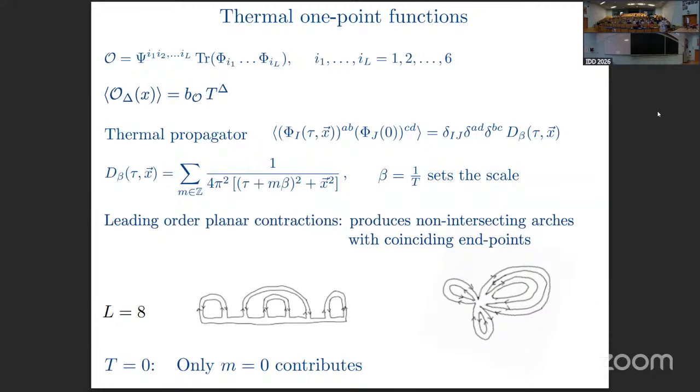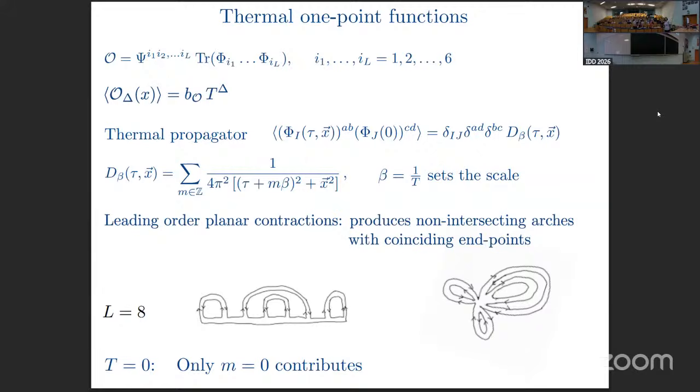But actually, all these points are the same because there's only one space-time point involved. So I should rather draw the diagram like this, where all the points meet here in the middle, or the single point x is here in the middle. Okay, so now you see that my one-point function actually is just a product of identical loops which terminate and start at the same point. So I simply have to find out what is the value of such a loop. And that I get by taking the propagator and identifying its two endpoints.